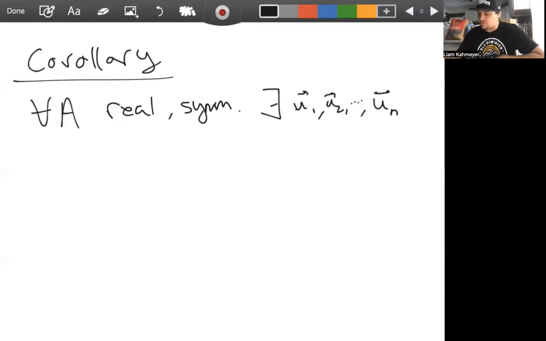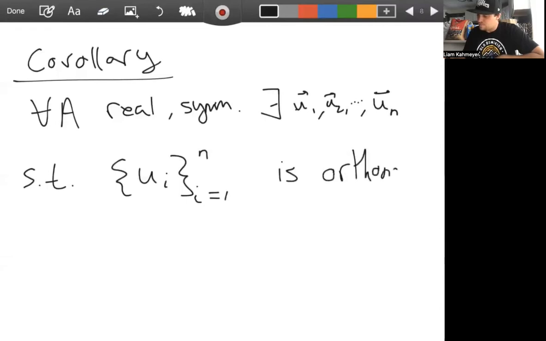And so what this corollary is saying is for all real symmetric matrices A, there exists a collection of vectors u1 through un such that the set of these vectors, ui, where i goes from 1 to n, is orthonormal. Right? And if you remember, a set of vectors is orthonormal if it's orthogonal and the magnitude of every vector is 1, right? So let's prove this.